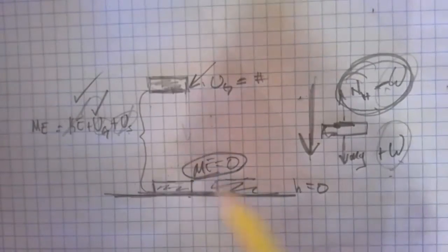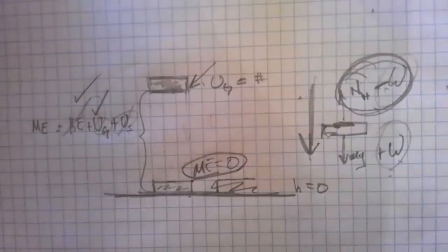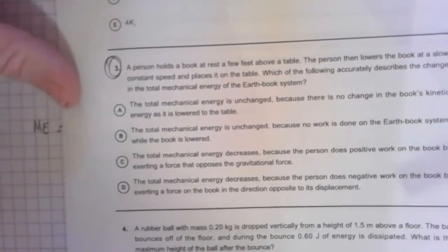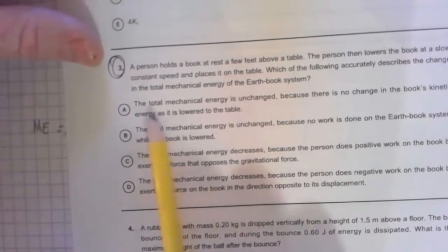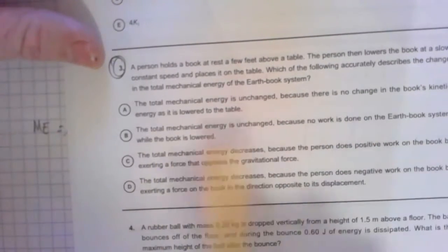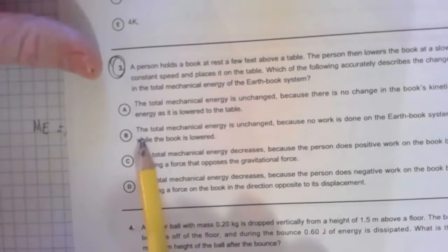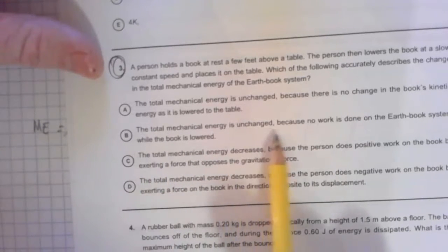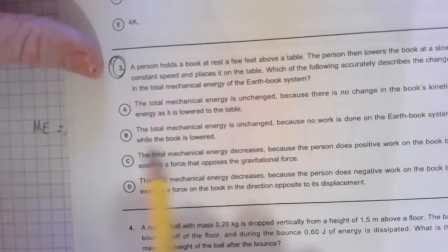So the mechanical energy here is 0. I haven't even looked at the answer possibilities. Let's see if any of them make sense with what I just said. "Total mechanical energy is unchanged, because there's no change in the book's kinetic energy." Well, true. "The total mechanical energy is unchanged because no work is done on the Earth-book system when it is lowered."